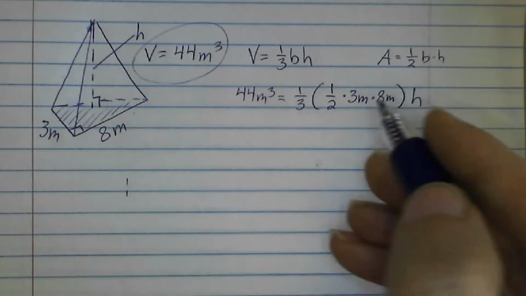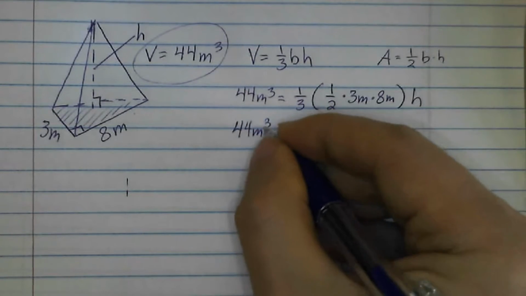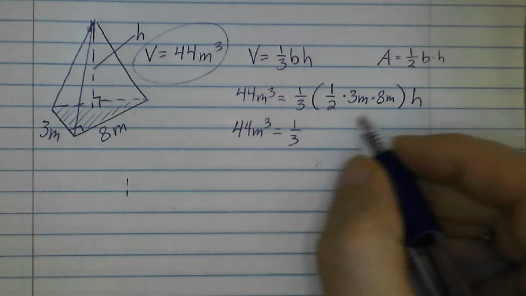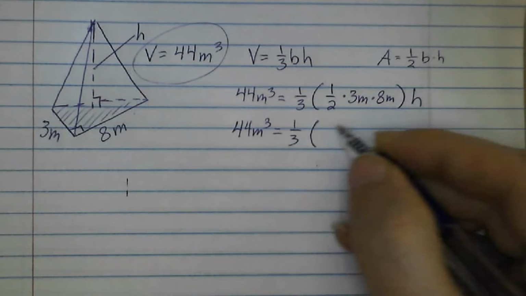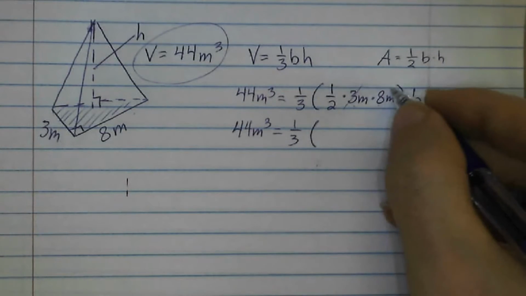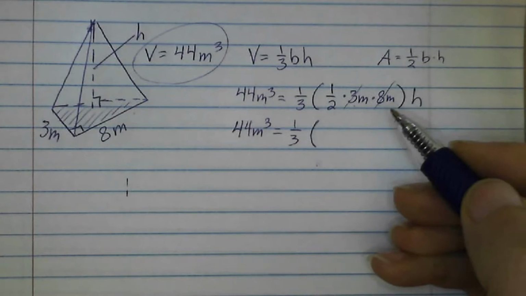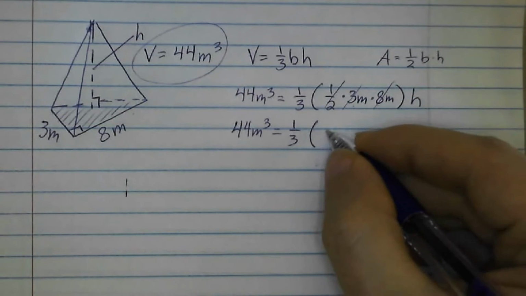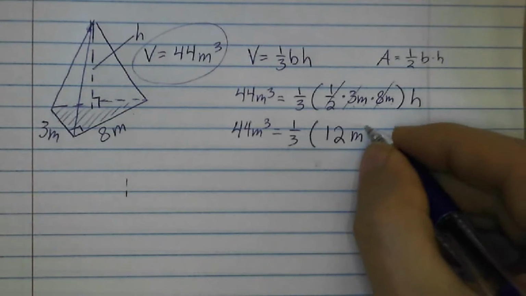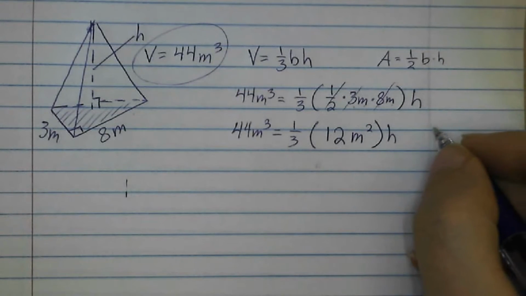So let's go ahead and start simplifying. Well, the 44 meters cubed, that's not going to change. The 1/3, that's not changing. What we are going to work with is the stuff in the parentheses. So, 3 times 8 is 24. Divided by 2, 24 divided by 2 is 12. Meters times meters is meters squared. And the h is going to stay the height.